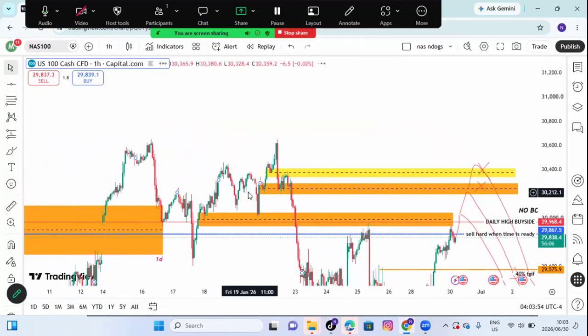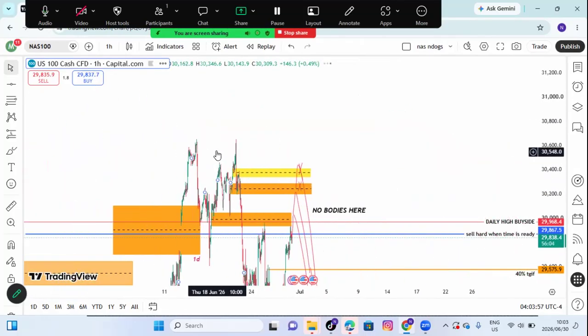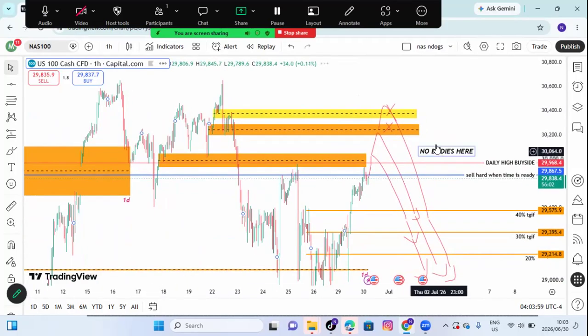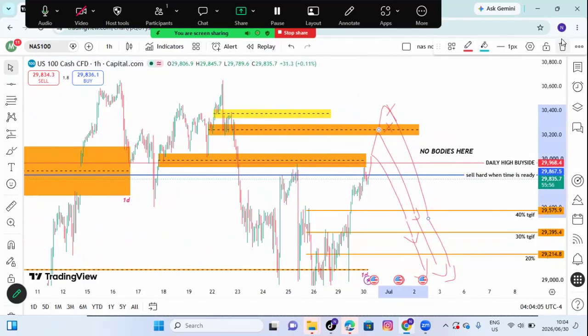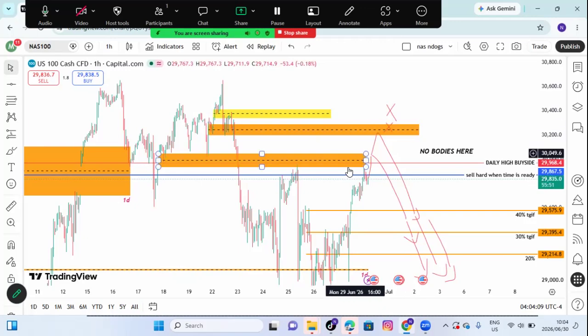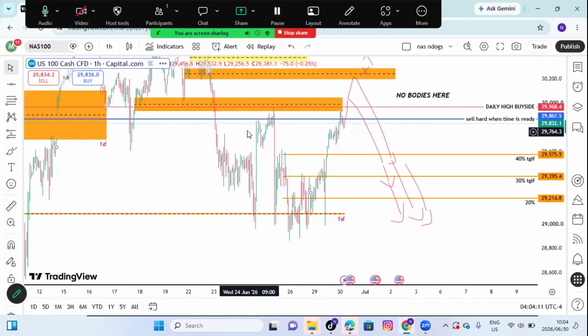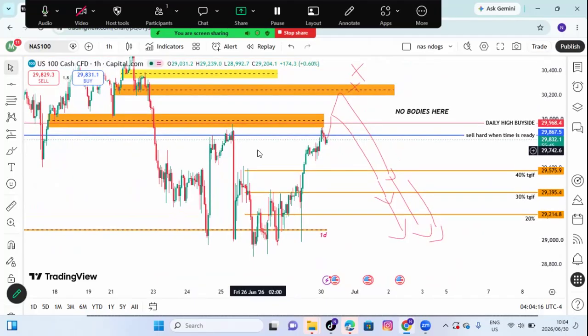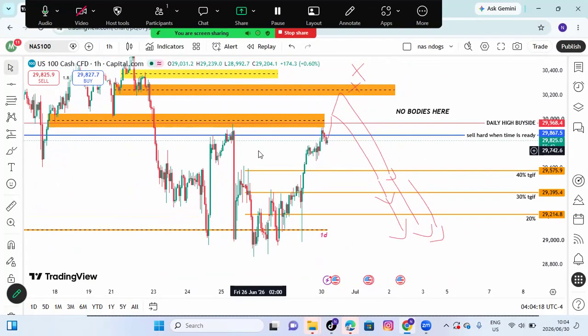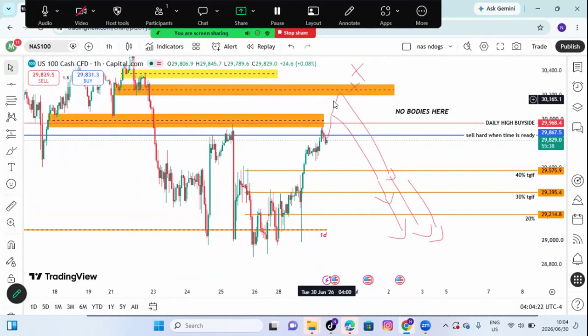I'll be looking for these scenarios. But this one, the last one here in yellow, I'm not really looking for that one. I'm looking for this one here. This is what I'm looking at. And you're also gonna use the ES to sort of help you with that timing. So this is what I'm looking at here.